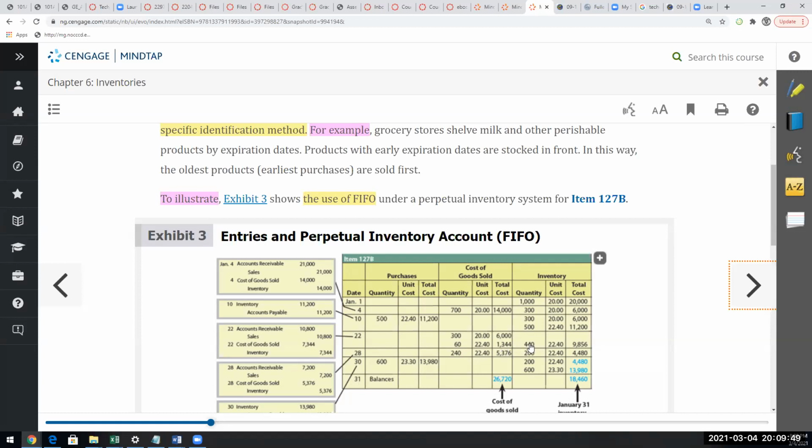And then what's left over? Well, what we have here is the 440 times 22, we have $9,856.